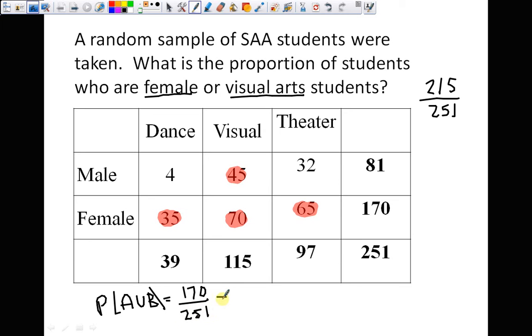Plus the probability of a visual arts major, which is this column, 115 divided by 251. And then we have to subtract away the probability of being female and visual arts major, which is this group right here. This group satisfies both of those. So we've got to subtract away the 70 out of 251 students who are both.